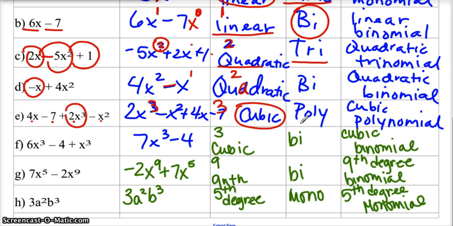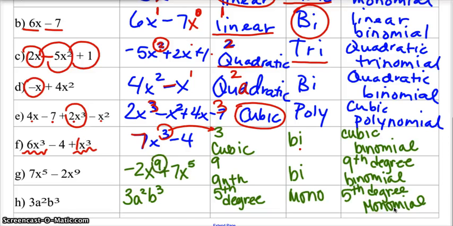Letter F. Letter F is kind of a trickster because we have like terms. I combined those like terms, which made it still cubic because it has a degree of 3, but it now only has 2 pieces. Letter G. If you put it in order from highest to lowest, the negative 2x to the 9th comes first, and the 7x to the 5th comes second.